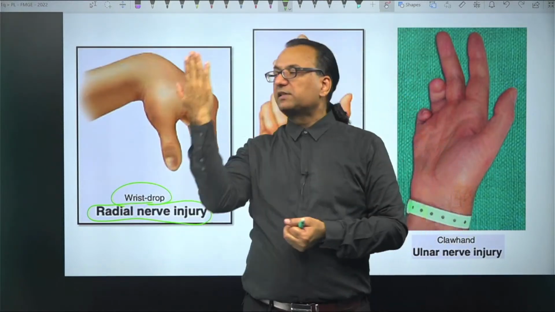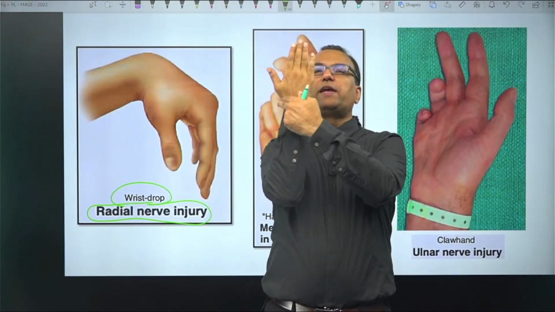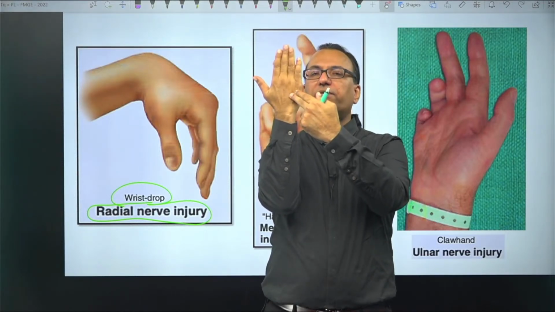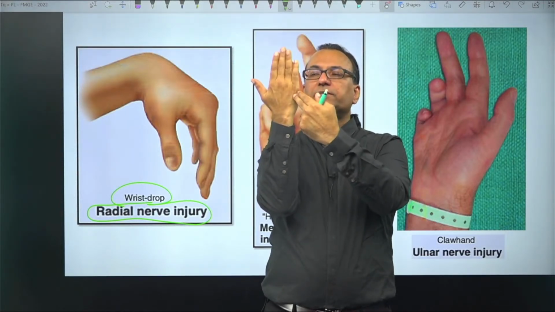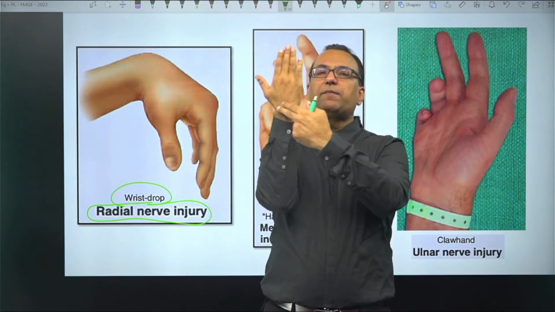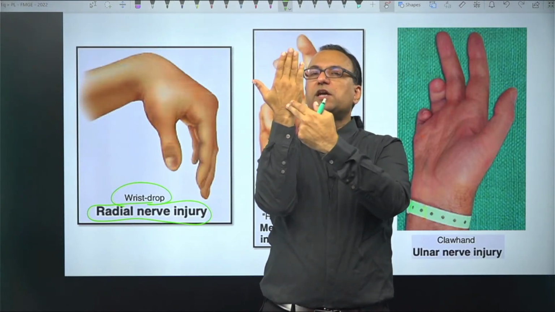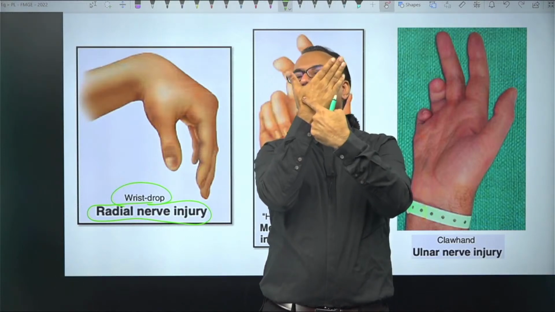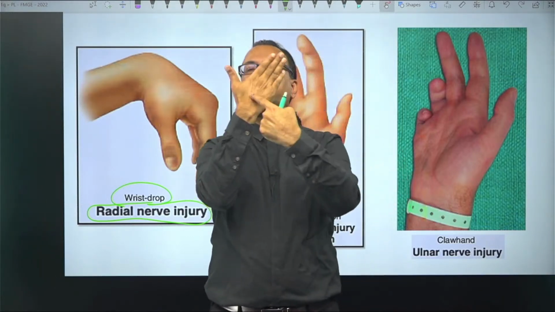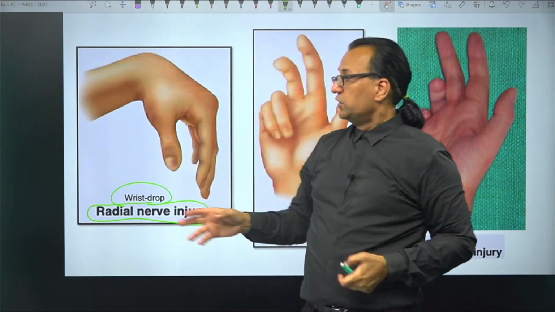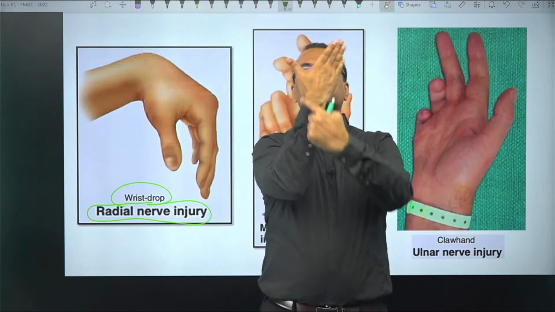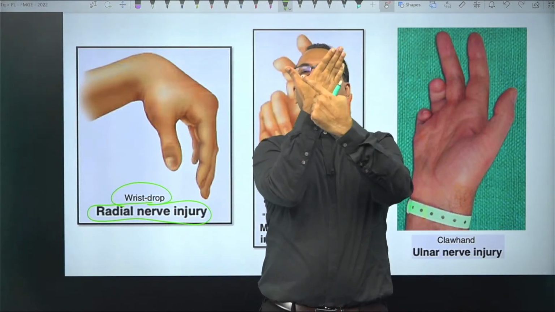Sensory loss is on the dorsum of the hand, 2.5, 3.5. There can be variation. We will see a diagram and then discuss about the sensory loss. But dorsum of first web space will have definitely sensory loss because that is the area supplied by radial nerve. So if it is a radial nerve injury, you will have a wrist drop and sensory loss at least on the dorsum of the first web space.